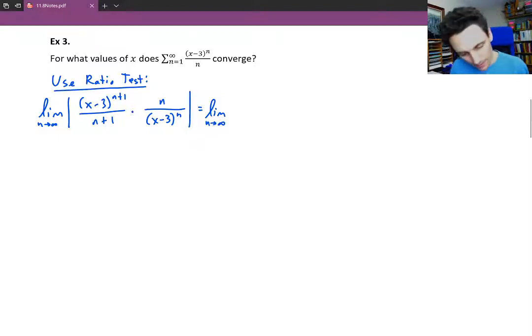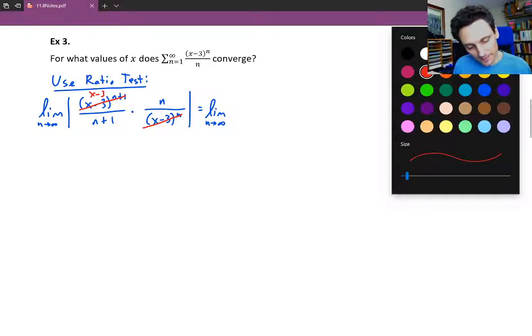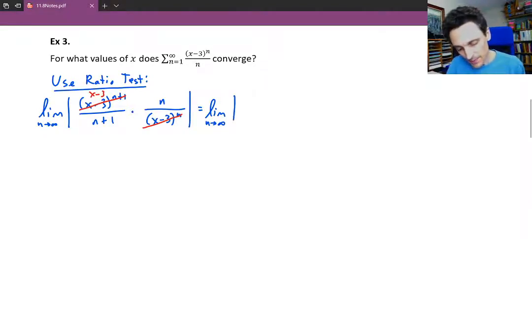Okay, now here, the x minus 3's are going to cancel. Some of them are going to cancel. Well, most of them, in fact. And you'll be left with just one of them on the top. So we're going to have the absolute value of, and then what I'm going to do is write the n over n plus 1 on the side, and then write the x minus 3 next to it. You can notice that here the n over n plus 1 is positive, and so it can come out of the absolute value bars.